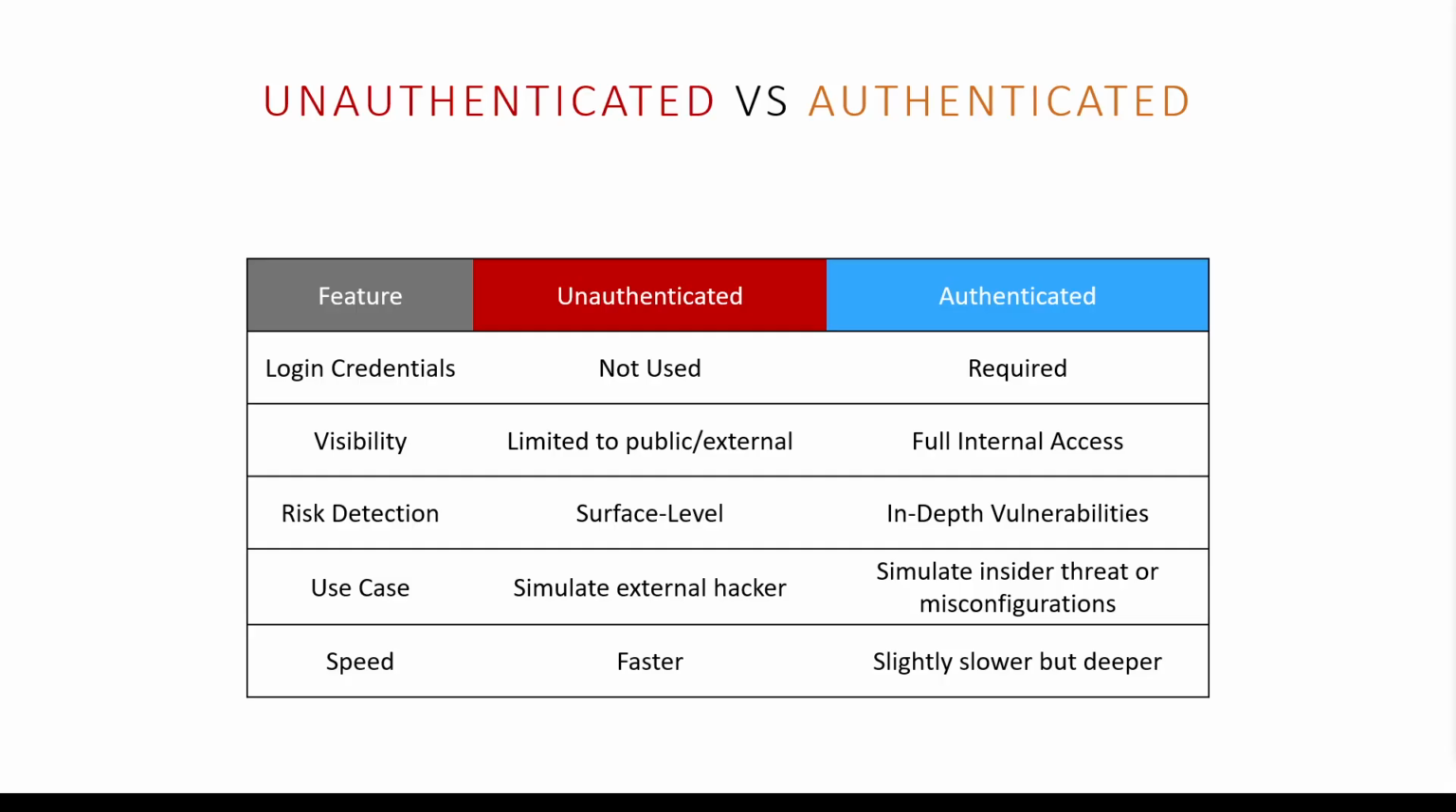And so the unauthenticated does not use login credentials. It's limited to the public, external, or should we say risk detection would be surface level. One thing I used in that video to explain it would be it's as if somebody was walking around your house, looking in your windows, checking the doors, sort of making notes on how they would enter the house, but not actually entering it. In this case, it would simulate an external hacker. And the speed is fast for unauthenticated. And while the authenticated is slightly slower, you're going to get a deeper dive into your network.